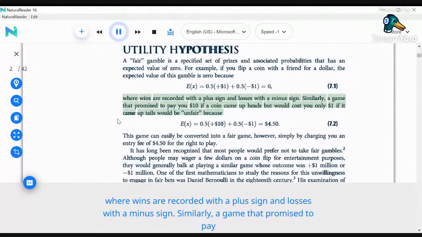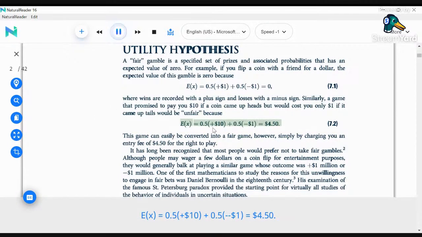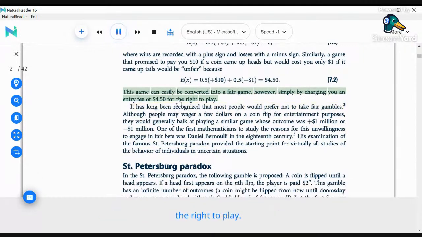Where wins are recorded with a plus sign and losses with a minus sign. Similarly, a game that promised to pay you $10 if a coin came up heads but would cost you only $1 if it came up tails would be unfair because E(x) equals 0.5 times plus $10, plus 0.5 times minus $1, equals $4.50. This game can easily be converted into a fair game, however, simply by charging you an entry fee of $4.50 for the right to play.